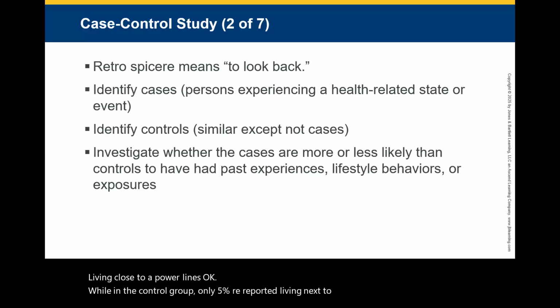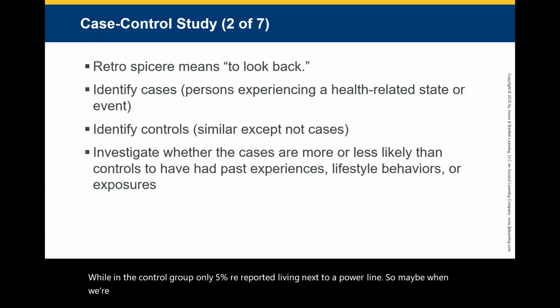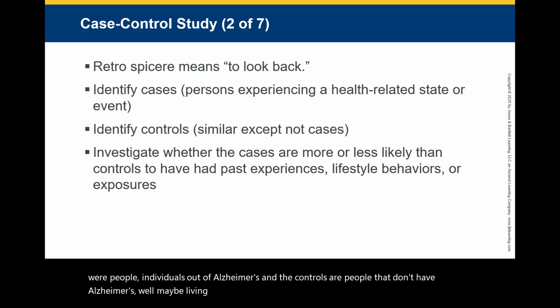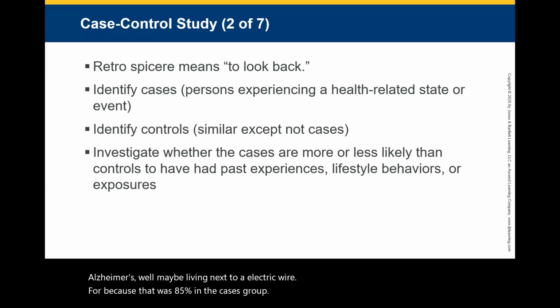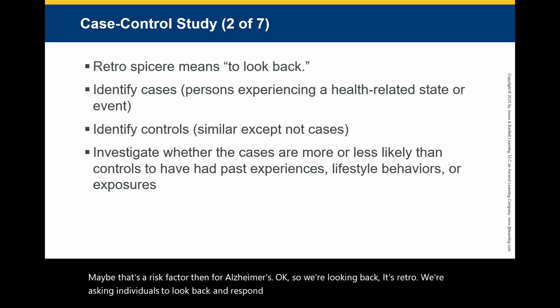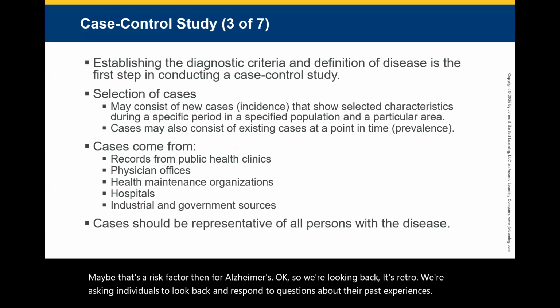So maybe the health issue is Alzheimer's, so the cases were individuals that have Alzheimer's, and the controls are people that don't have Alzheimer's. Well, maybe living next to an electric wire, because that was 85% in the cases group, is a risk factor then for Alzheimer's. Okay, so we're looking back, it's retro. We're asking individuals to look back and respond to questions about their past experiences, risk factors, and lifestyle behaviors.